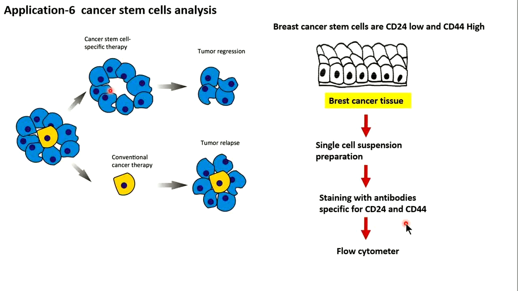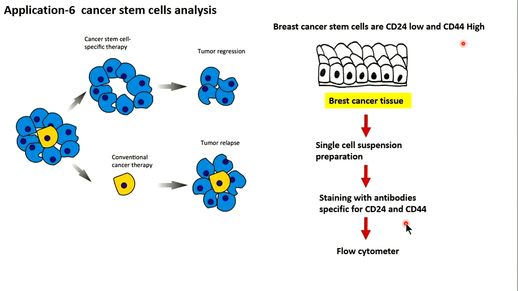And now we have so many markers which are cancer stem cell specific. So we take one example here. We say that breast cancer stem cells are known to have this phenotype. They have CD24 low expression and they have higher expression of CD44, CD44 high. So we can analyze and identify the breast cancer stem cells as CD24 low and CD44 high.